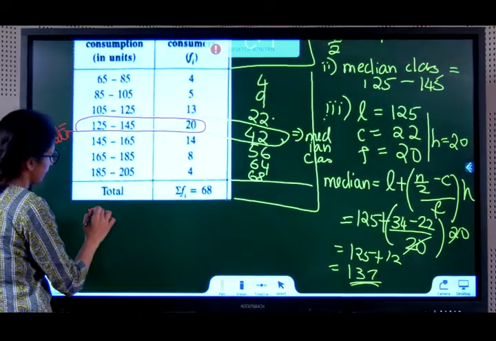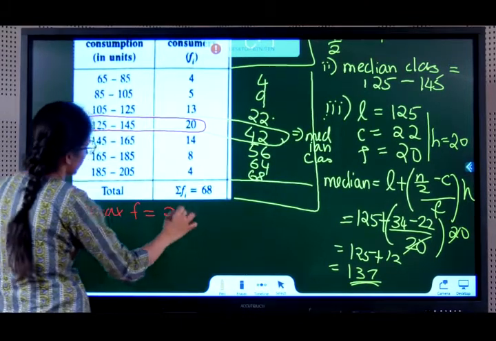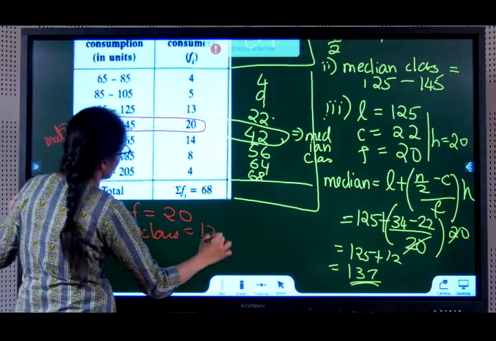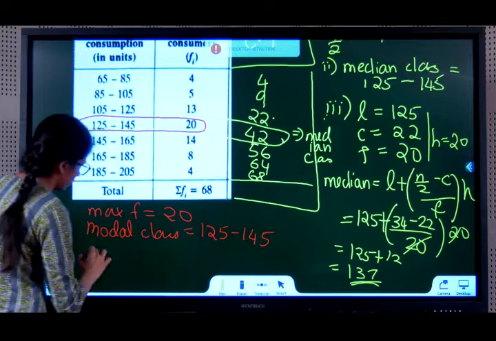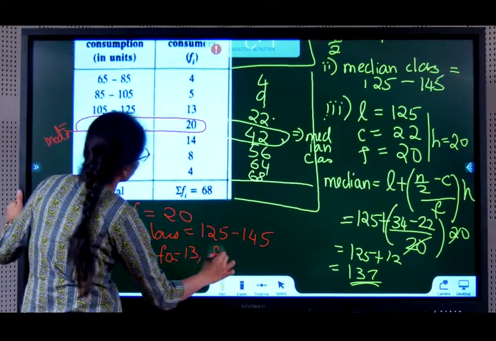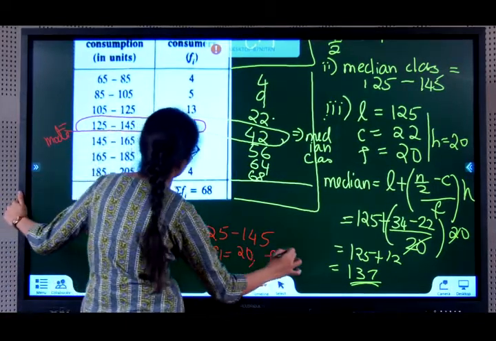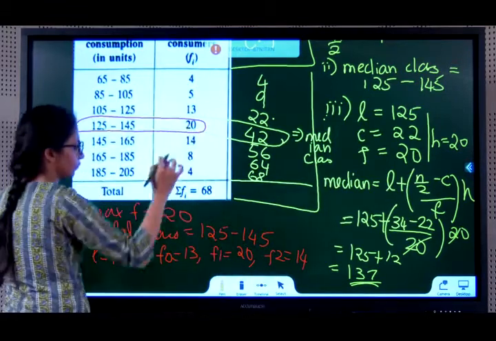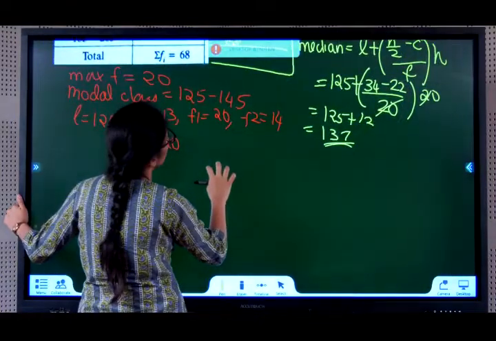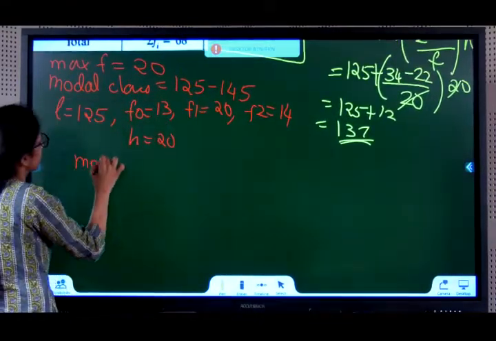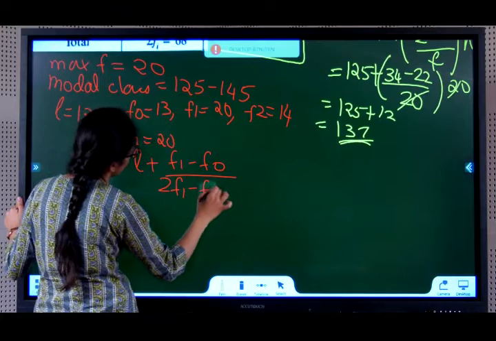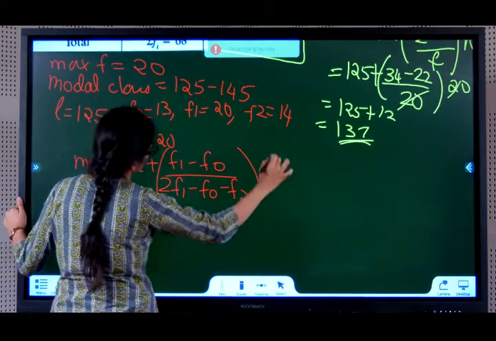So what is maximum frequency? 20. Modal class 125 to 145. Lower limit 125. F0 13, F1 20, F2 14. F0, F1, F2, and H 20. Substitute in the formula to get mode. Mode is given as L plus F1 minus F0 by 2F1 minus F0 minus F2 into H.